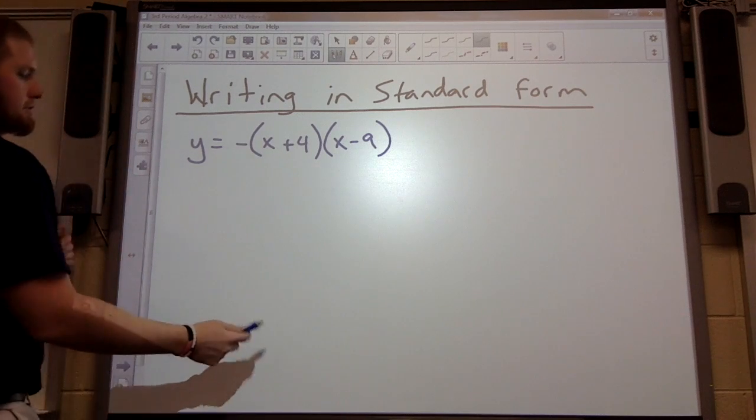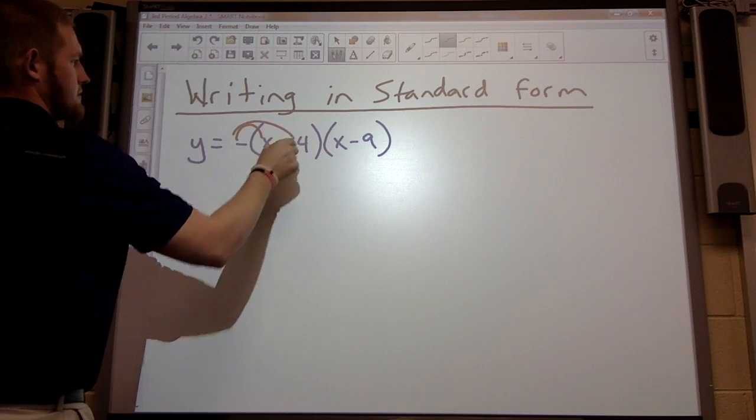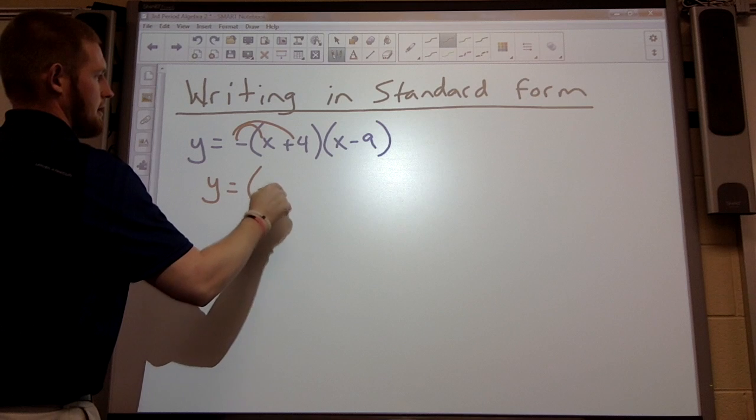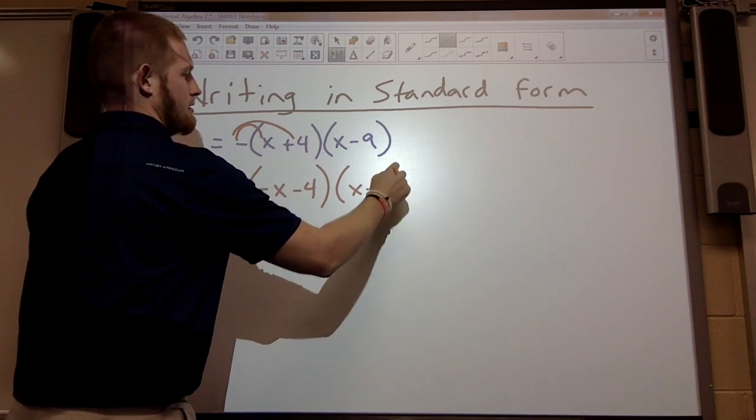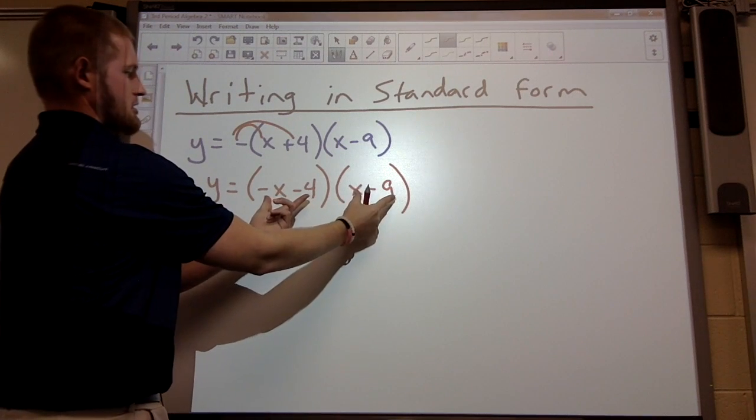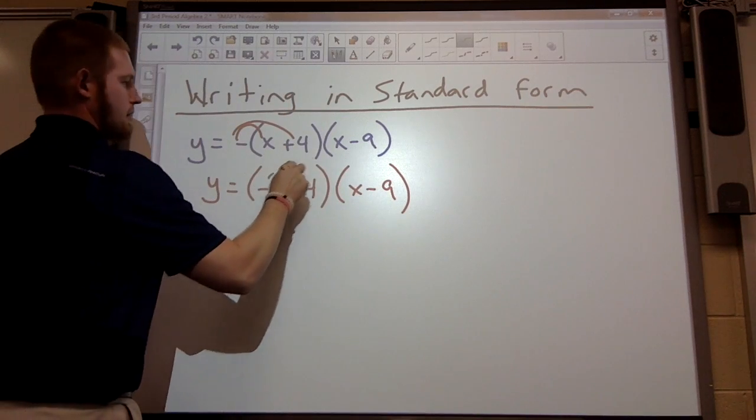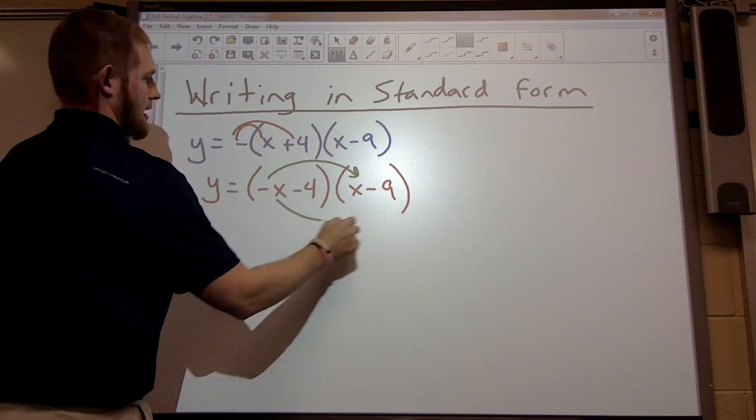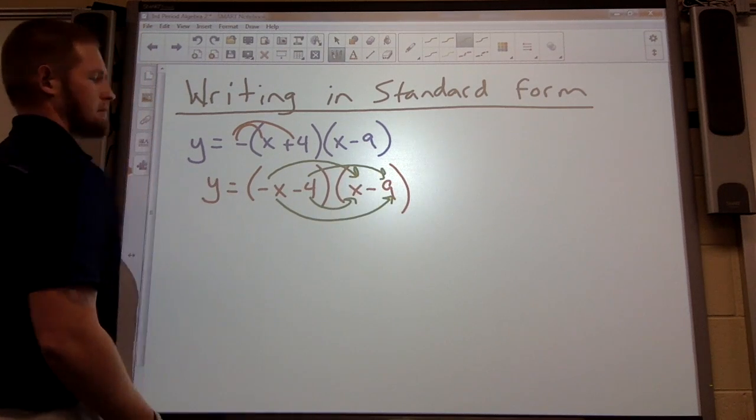Well, all we have to do is just use our order of operations. Use things we already know. Distribute this negative sign. So I should have y equals negative x minus 4 times x minus 9. Now I have two expressions here that I can FOIL. Hopefully everybody remembers how to FOIL. First, outside, inside, last. FOIL.